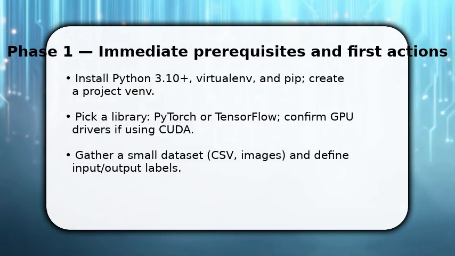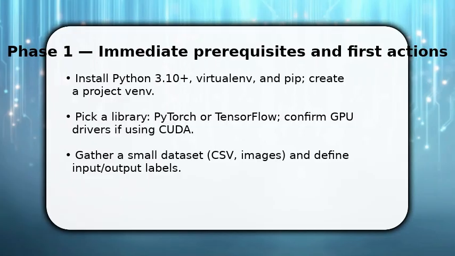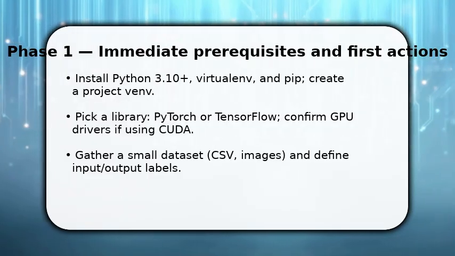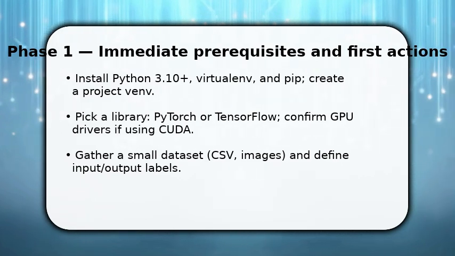Next, inspect a small dataset and standardize labels so training is deterministic. Once done, write a minimal data loader and a simple model class. This gets you past setup to the first runnable training loop in seconds.